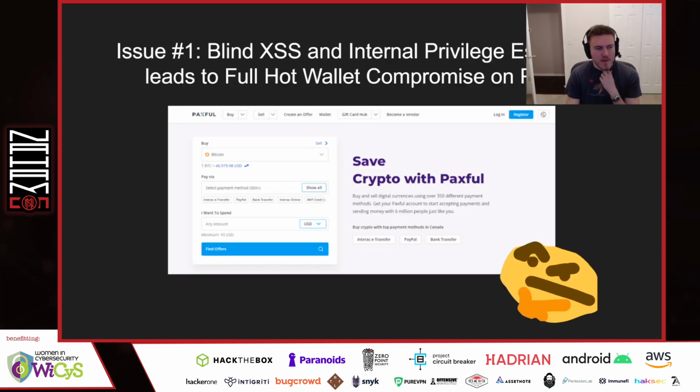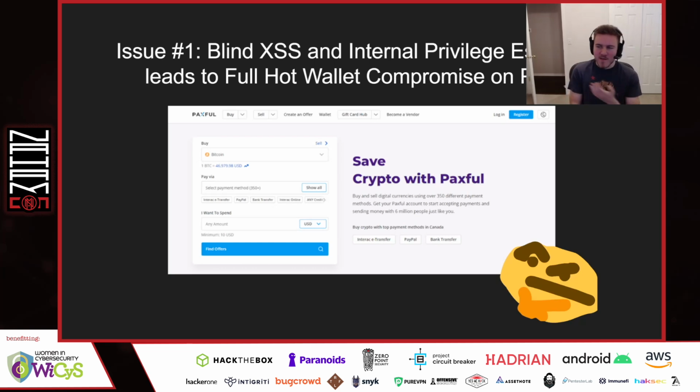And to introduce the format of this talk, we're going to go over individual issues I found over the last couple of years. The first issue I ever found on a cryptocurrency exchange is blind XSS, of course, the trusted blind XSS. On Paxful, basically, I've got an Amazon gift card and I want to buy Bitcoin, so you trade with each other.